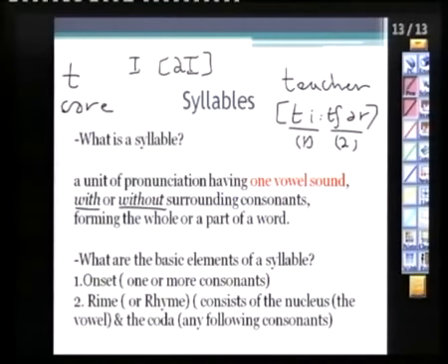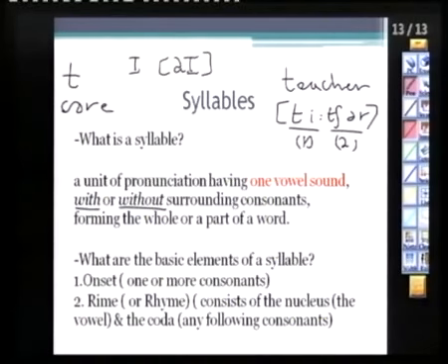Forming the whole or part of the word, we could have 1 syllable words. It means words that contain only 1 syllable, just like the word sat. How many syllables do you have in the word sat? 1. It could be the syllable part of the word, because you could have more than 1 syllable in a word. For example, the word teacher is a 2-syllable word. You could have a 3-syllable word. You could have even more.